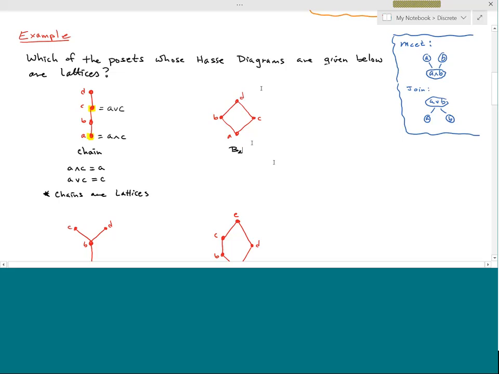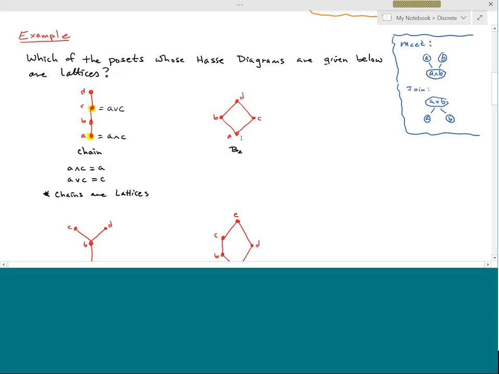Right, so we want to look at every pair of elements here and make sure we have a meet and a join. So A and D, the meet would be A, the join would be D. If we looked at somebody that was just connected by one of the edges right here, if we were in a digraph, an arrow, but for us, just looks like a line segment. So A and C, well, that's just another baby chain. A would be the meet, C would be the join.